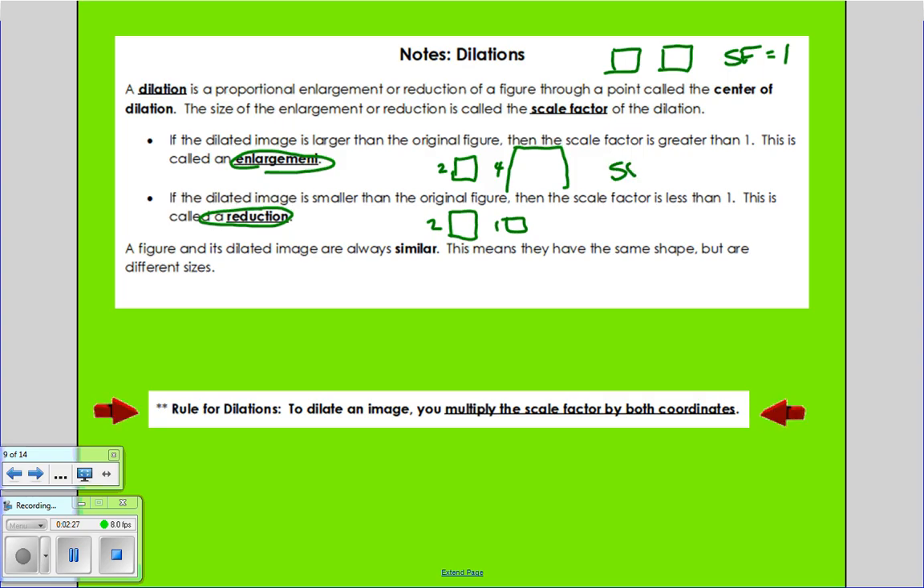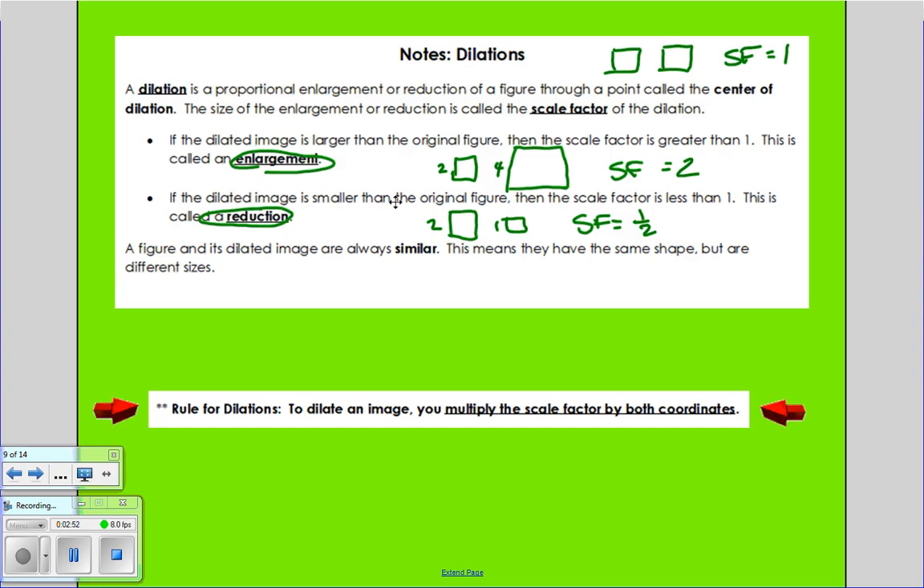So this scale factor was 2 because I multiplied by 2 to get from my first figure to my second figure. And this scale factor is 1 half because 2 times 1 half is 1. So this scale factor is 1 half. Okay, this figure is half the size of that one. This figure is twice the size of that one. So we talk about our original.